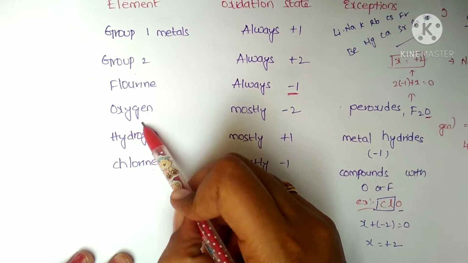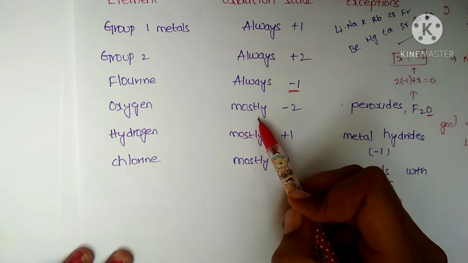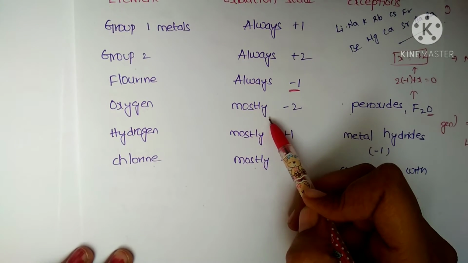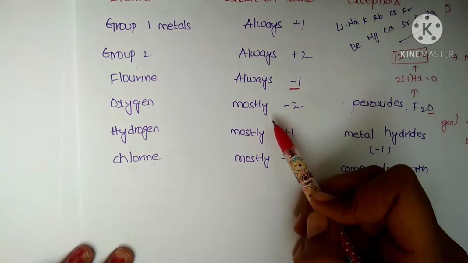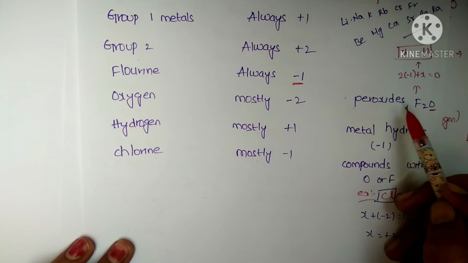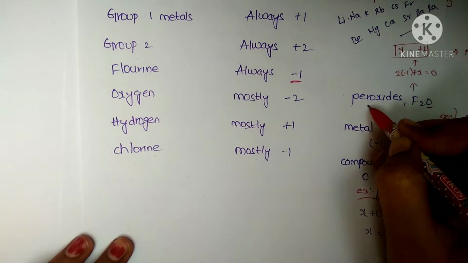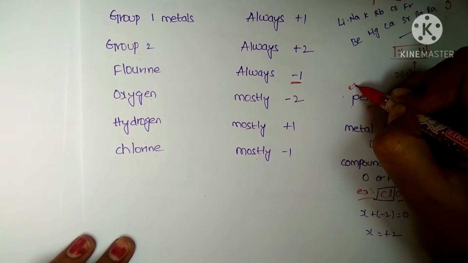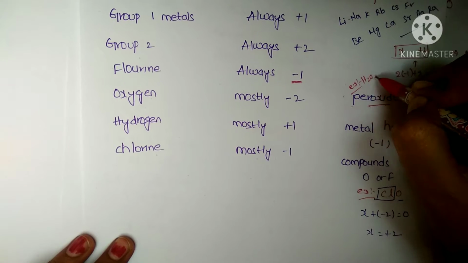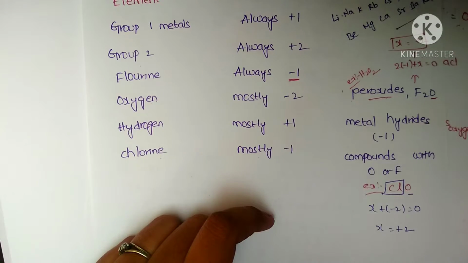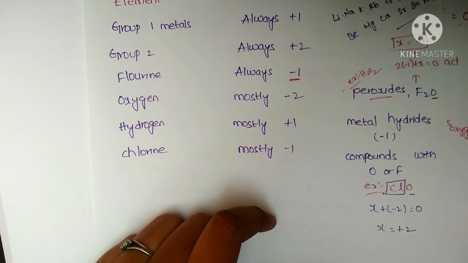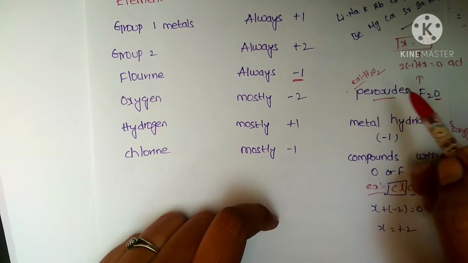Next, if you take oxygen, generally the common oxidation state it exhibits is -2. In so many cases it is -2 only. But some exceptional cases are there, like peroxides and F2O. Peroxides, for example hydrogen peroxide H2O2, won't show -2. We will see the oxidation states in detail later.